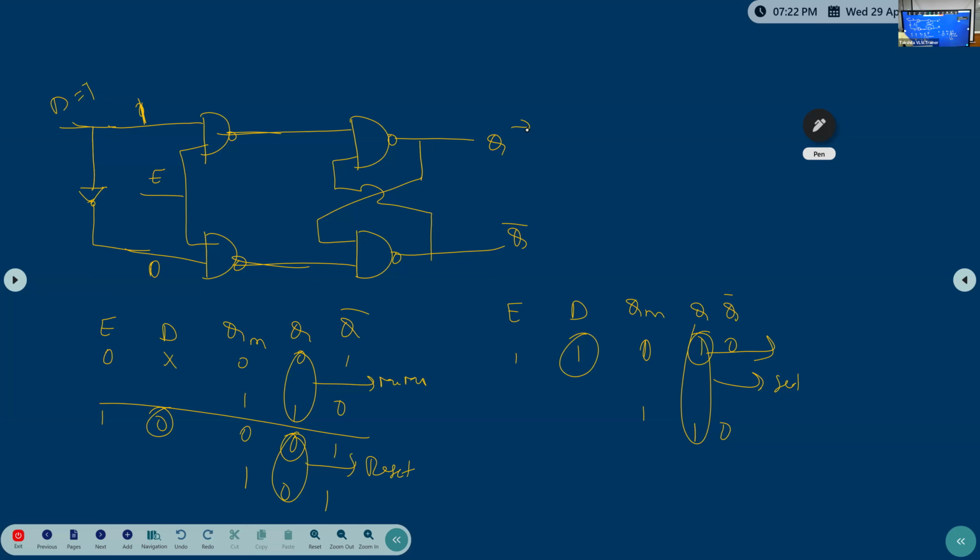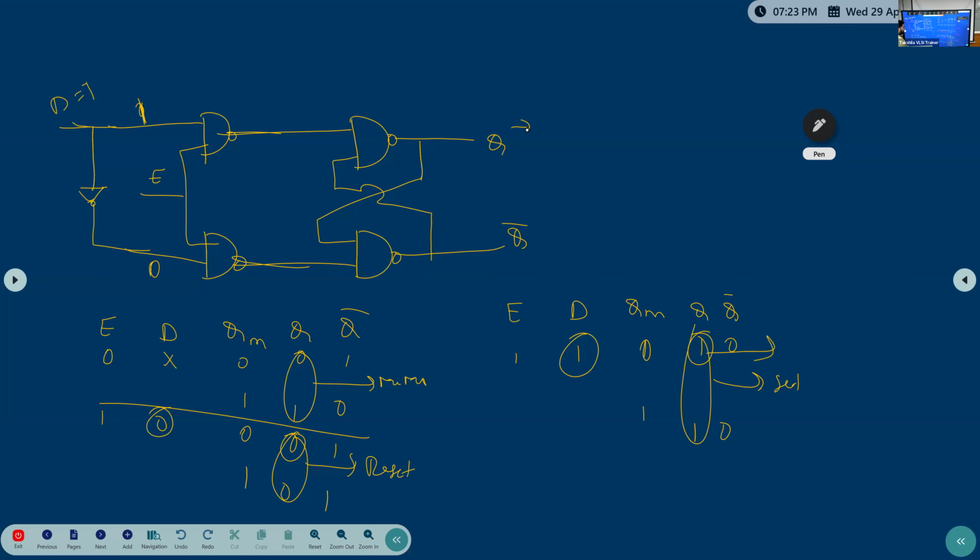Understand? Any questions, any doubts with the D latch? So this one is clear. Then we'll go with the next one.